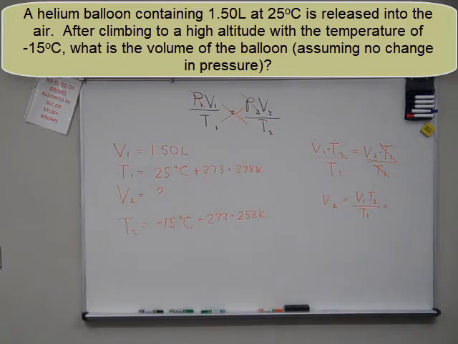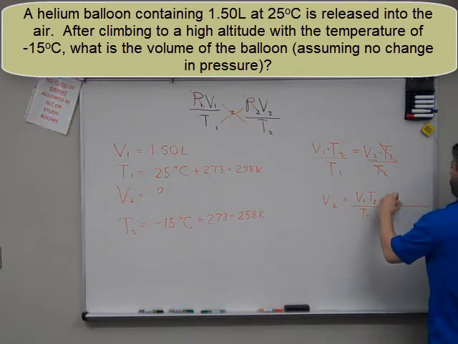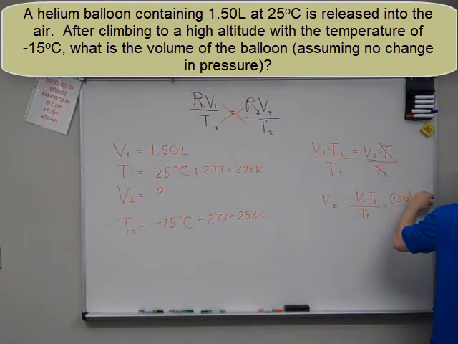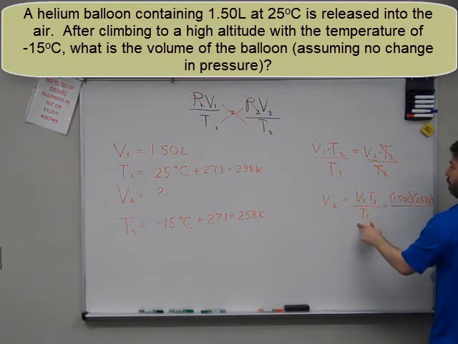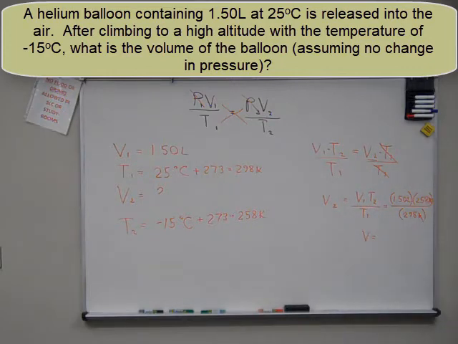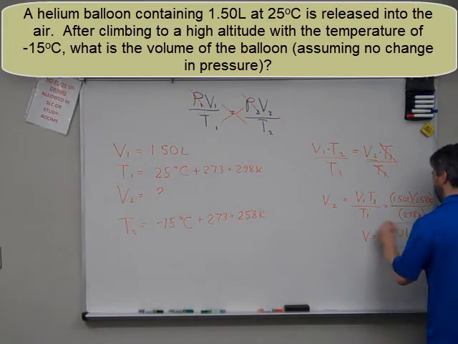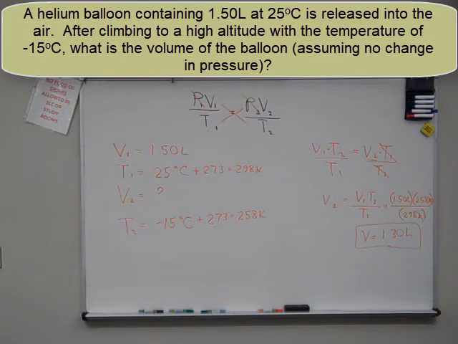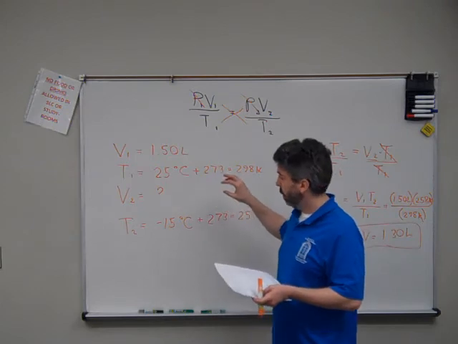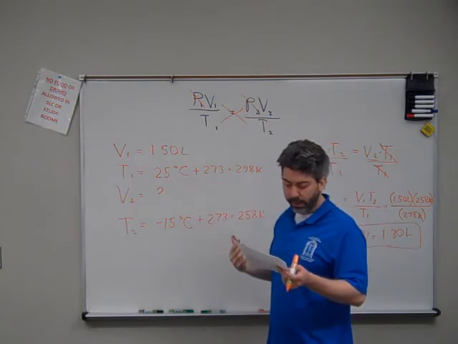Now I'll plug in my numbers. My initial volume, my V1, is 1.5 liters. My final temperature, T2, is 258. My initial temperature is 298. Kelvin cancels out and I'm left with liters. Calculate that, and what is the volume? 1.30 liters, with the appropriate number of significant figures. Make sense? Cool. Now, if any of these numbers don't match, like for example, if it was pressure and the units didn't match, you'd have to convert them.